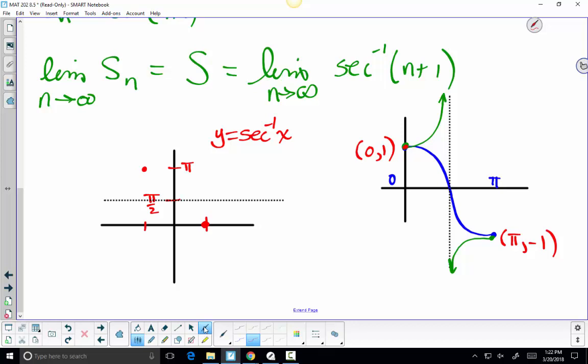So let's try to figure out which way the graph is supposed to go. Secant never crosses the x-axis, so that means the inverse is never going to cross the y-axis, right? The x and y are just switching. So we know that this curve has to approach the asymptote, and it can't cross the y-axis because secant doesn't cross the x-axis. So there's very little choice. It's going to have to go like that. That'll be our graph. So the limit of inverse secant as x goes to infinity will be pi over 2. That's how we conclude that this is going to be pi over 2, and that's going to be the sum of our series. It will be pi over 2.